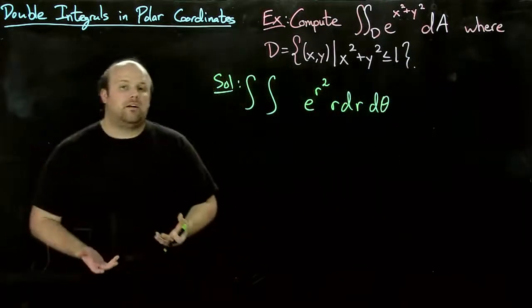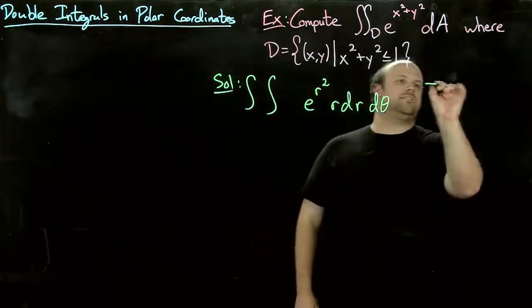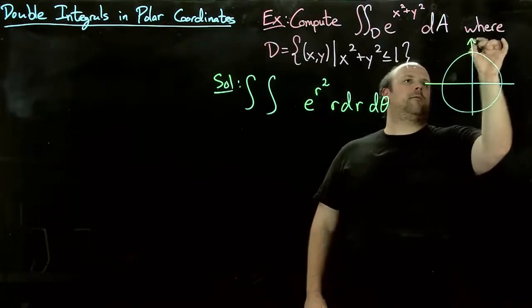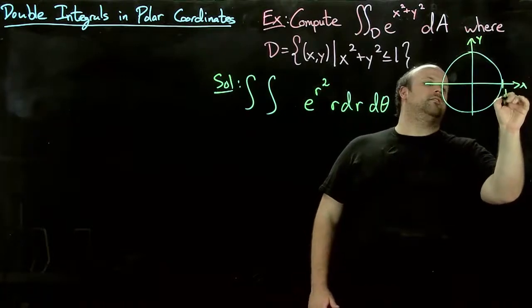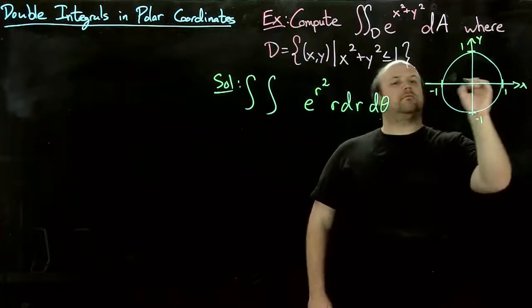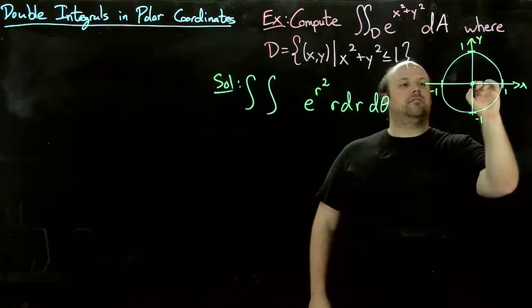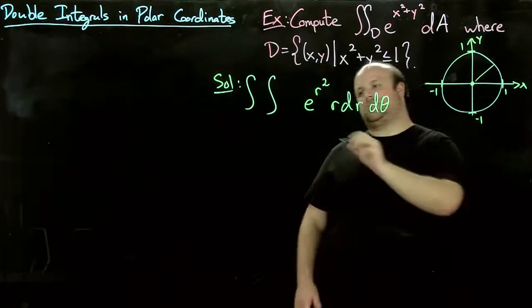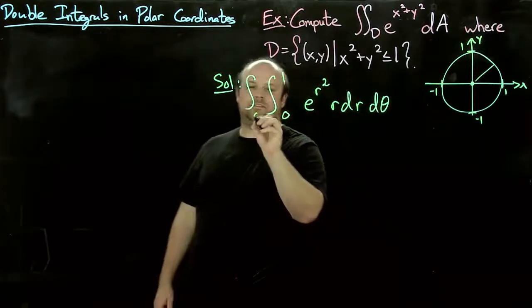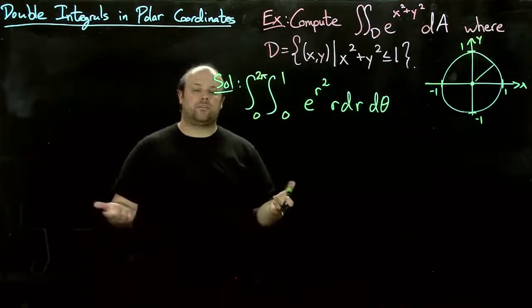So what are the bounds on r for the unit disk? Well, remember, the unit disk is just this, y, x, where the radius is always 1. Right? And remember, r is always starting at the origin and going outward. So it starts at 0 and goes to 1. And then theta goes from 0 to 2 pi. Okay?